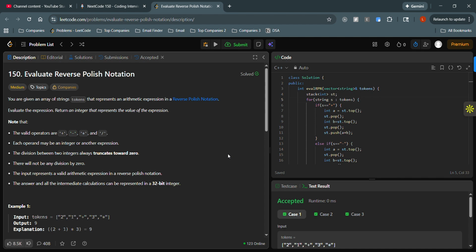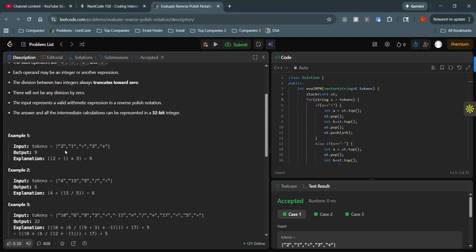So this problem, LeetCode 150, evaluate reverse Polish notation. It's basically that there will be a sequence of vector with either integers or some operations like plus, minus, multiplication, division will be given to us, and then we need to find out the exact output of this expression. As an example, let's look at this.